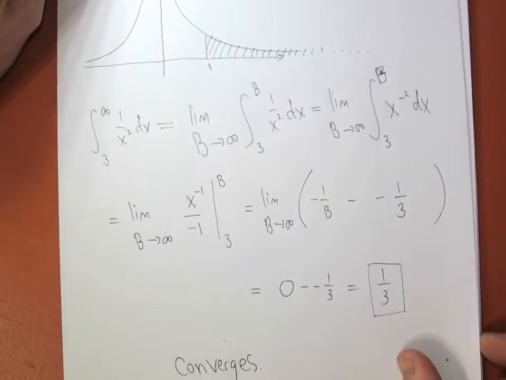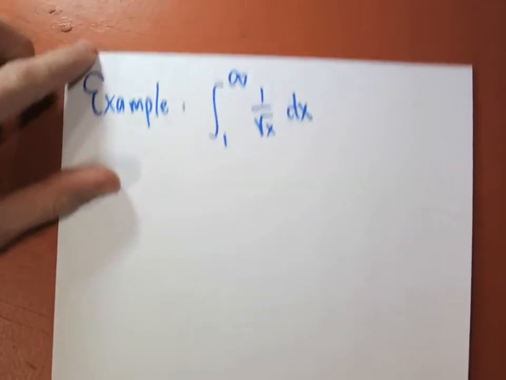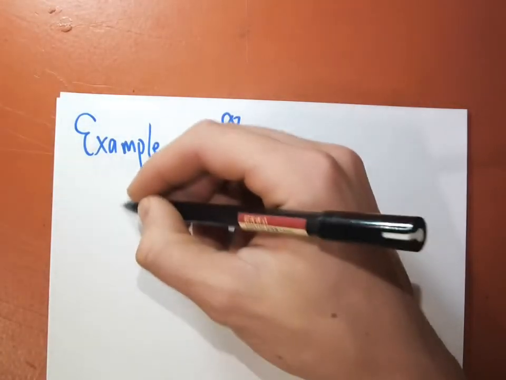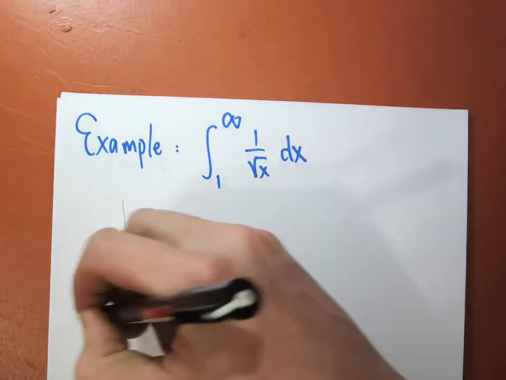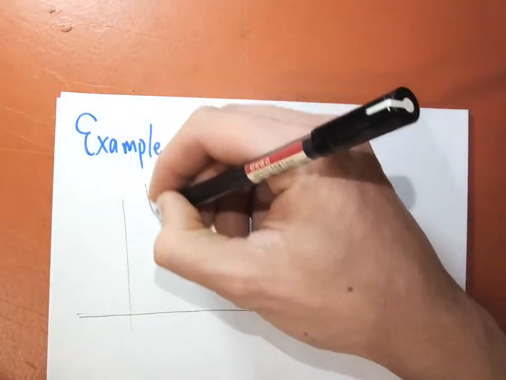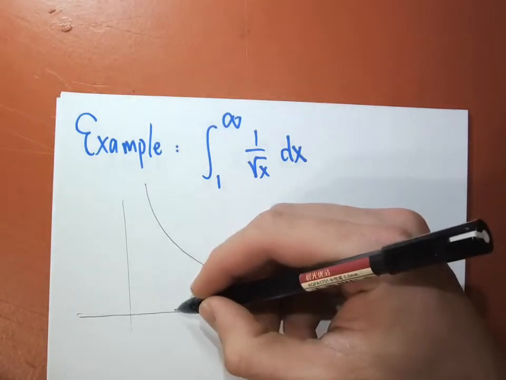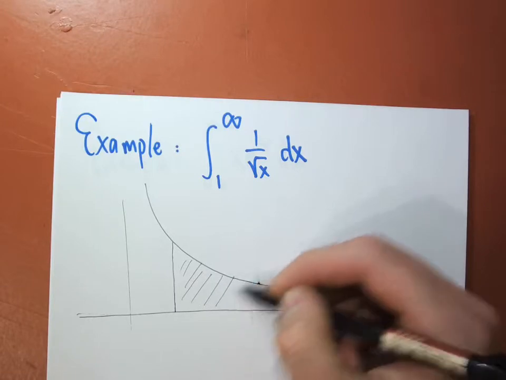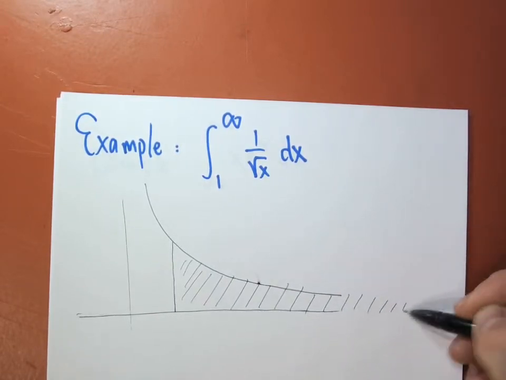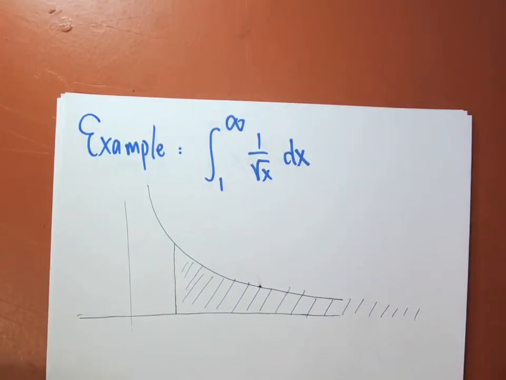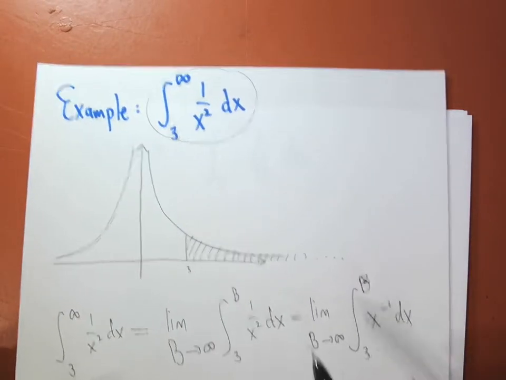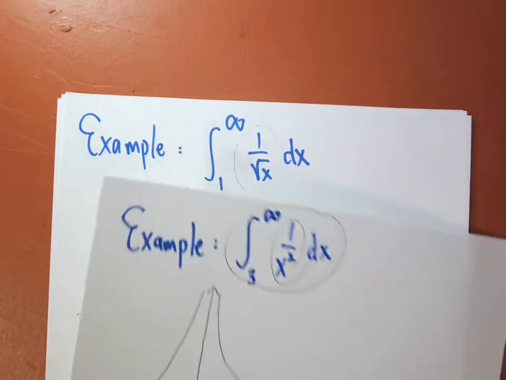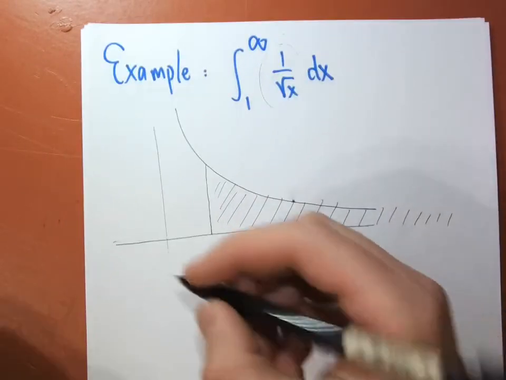Okay, let me give you another example. We'll integrate 1 divided by the square root of x from 1 to infinity. So the graph of this one looks something like this. Here's 1. I'm integrating this out to infinity, so I'm talking about this region. It's pretty similar to the region in the previous question, but the function's a little bit different, so maybe something interesting will happen.